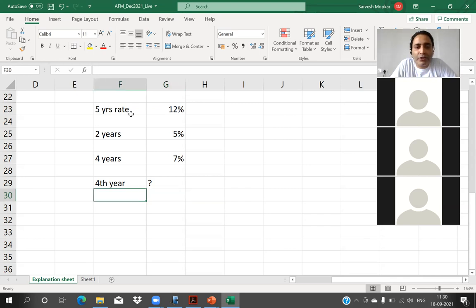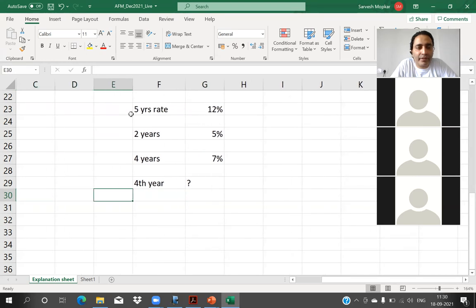This is per annum. Each of these rates are per annum. Remember that. So 5 year investment, 12% per annum. 2 years investment, 5% per annum. 4 years investment, 7%. What should be the rate of interest of the fourth year? What should be the equivalent rate of interest for the fourth year? So 4%.